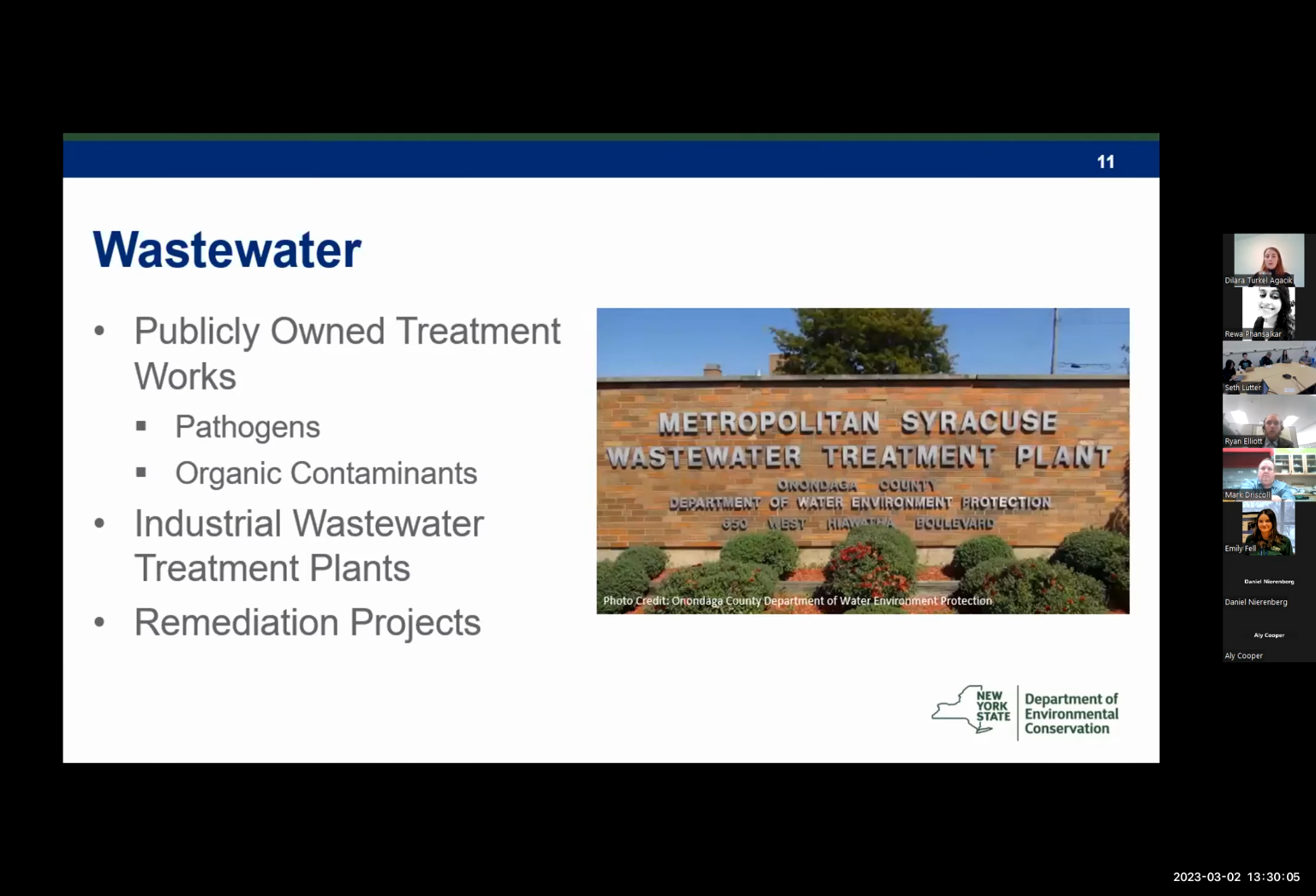And the first one of those potential applications I'm going to discuss is the use of electron beam irradiation at different types of wastewater treatment facilities: publicly owned treatment works, or POTWs, like the Syracuse Metro plant that Dilara talked about, industrial wastewater treatment plants like chemical manufacturing plants, and on-site remediation projects.